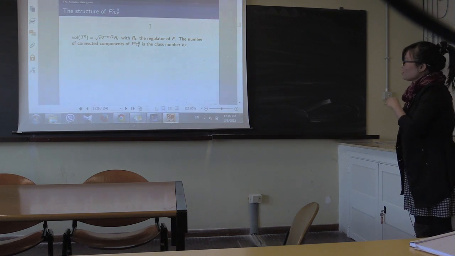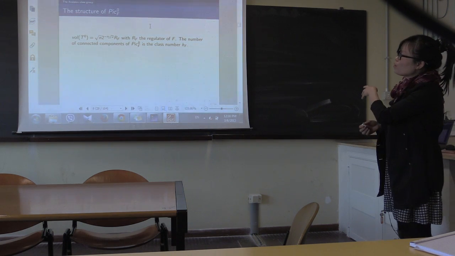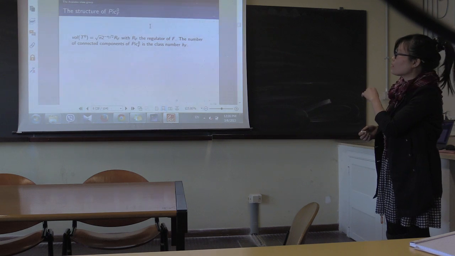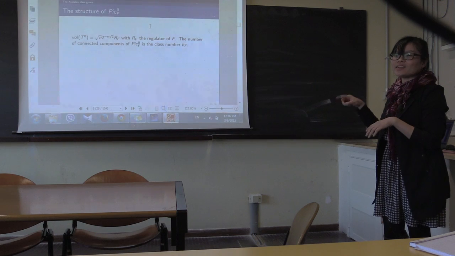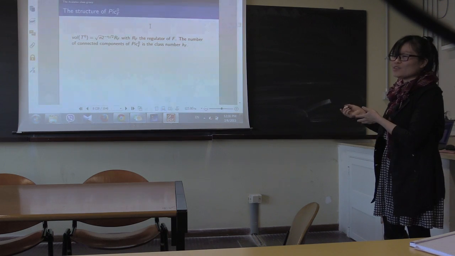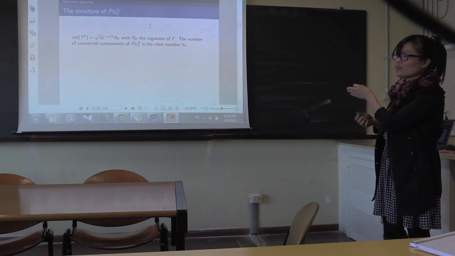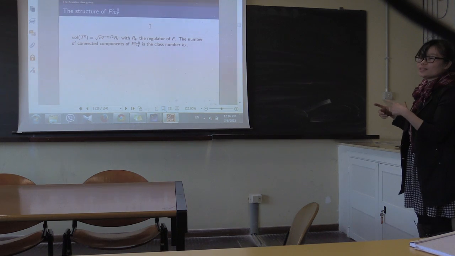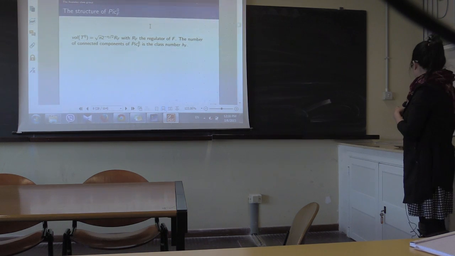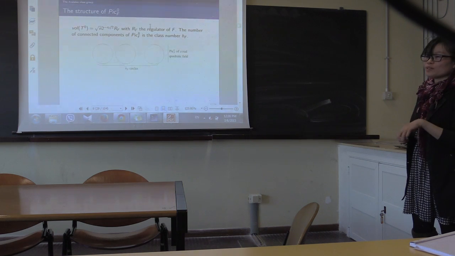So if we know the volume of T⁰, we can know the regulator of the number field, because we can easily know the degree of the number field and r2. And moreover, the number of connected components of Pic⁰ is the class number. So, in other words, if we know Pic⁰(F), we can know some information of the number field like the regulator or the class number.